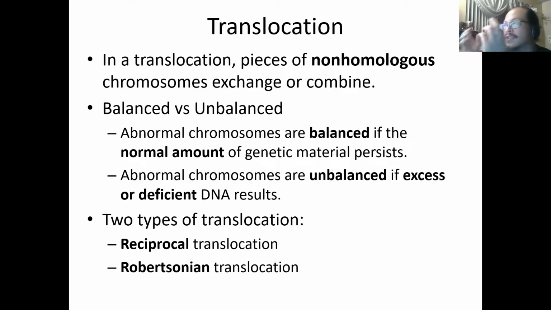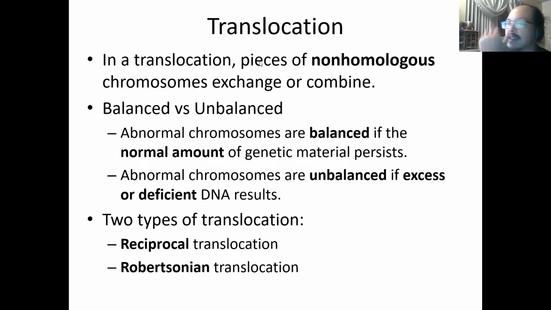If we translocate it and we lose genes, very much like a Robertsonian translocation, that we lose the P arm, even though that P arm is not that critical. In that sense, we call it an unbalanced translocation. So we have the balanced versus unbalanced translocation.